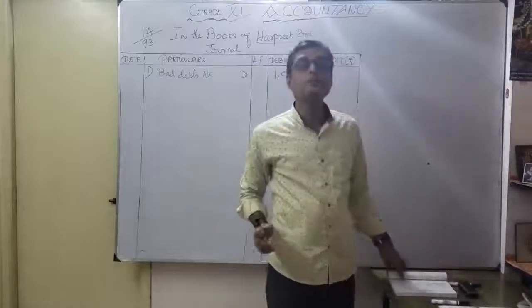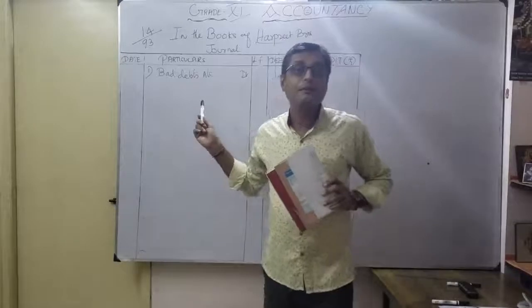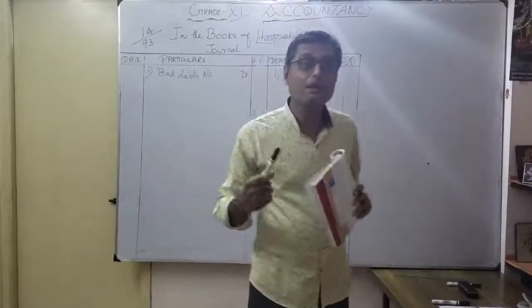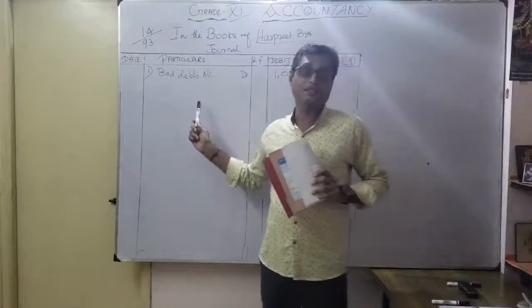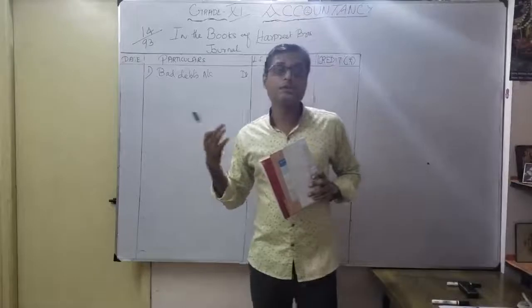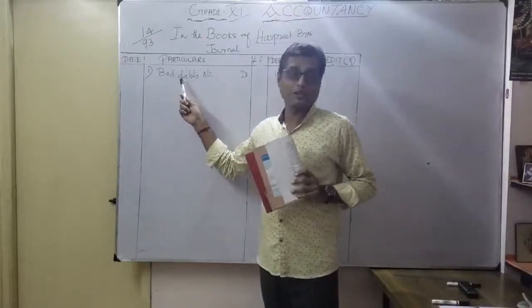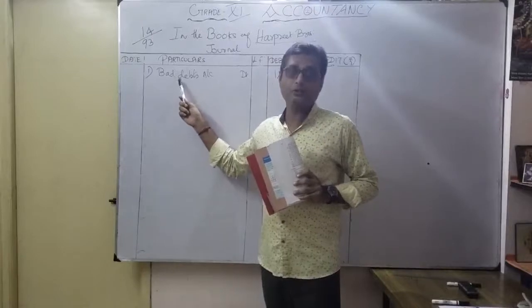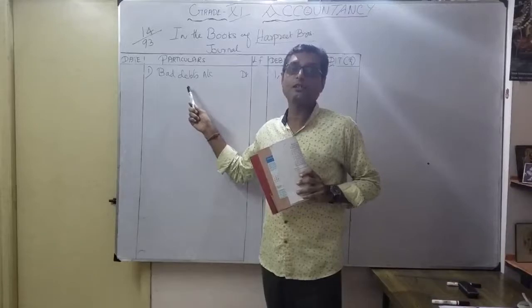We are unable to collect the money, so it is a bad debt. Why do we debit bad debts? It is a nominal account. Why is it a nominal account? Because the rule is to debit all expenses and losses. Bad debt is a loss, since we are unable to get that money. That's why we debit it.